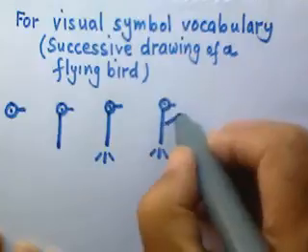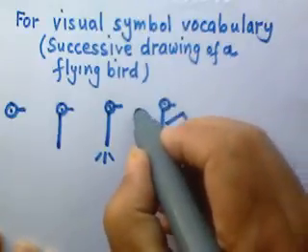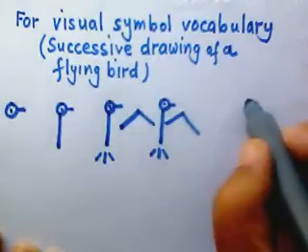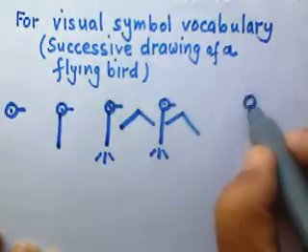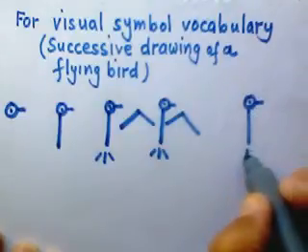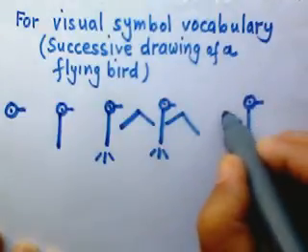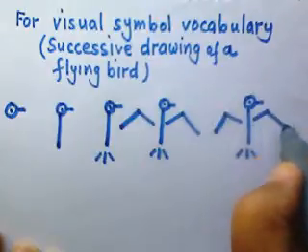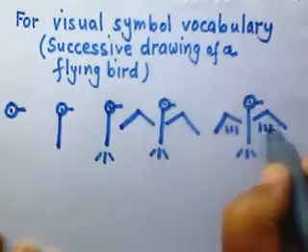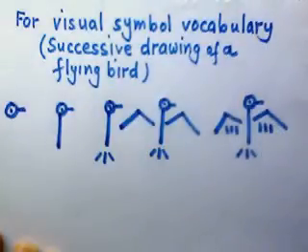Now add the wings using pointed lines and complete the previous version. And add feathers by 3 vertical dashes. And this is the visual symbol vocabulary of flying bird.